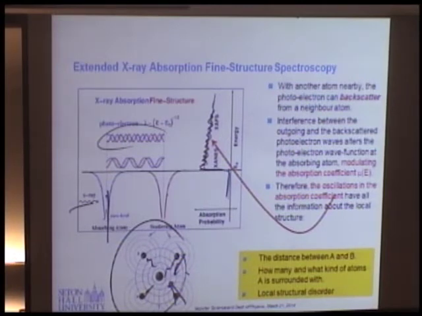What's the distance between A and B? We can get coordination numbers: how many B's are surrounding A? We can get bond lengths. And if it is a nice crystal or a kind of disordered crystal, where the B's and C's are scattered, we can get structural disorder information. That's a very sensitive tool. The problem is this wiggly thing is very small. That's why you cannot do this in your lab. You need a very powerful X-ray source.